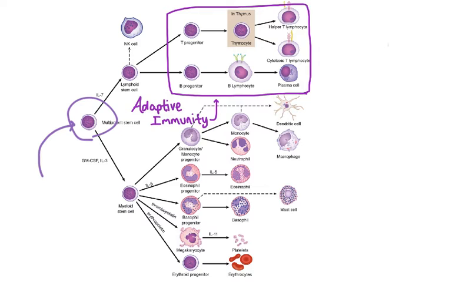There's also eosinophils, and eosinophils work with multicellular parasites, so they're going to secrete a bunch of enzymes that kill the parasites. So if you've got like a worm or something inside of you, that's where the eosinophils come in.